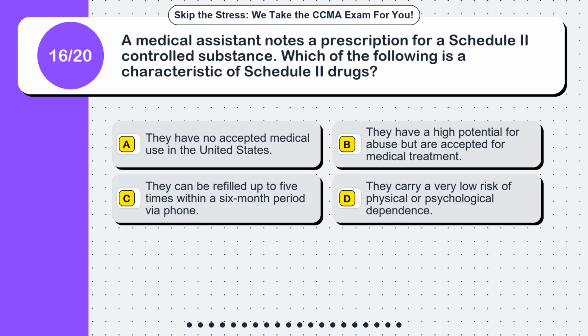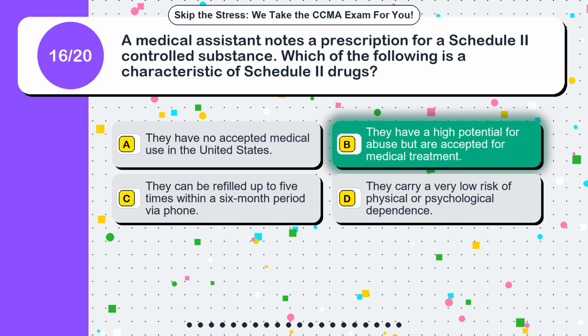Question 16. A medical assistant notes a prescription for a Schedule II controlled substance. Which of the following is a characteristic of Schedule II drugs? Option A. They have no accepted medical use in the United States. Option B. They have a high potential for abuse but are accepted for medical treatment. Option C. They can be refilled up to 5 times within a 6-month period via phone. Option D. They carry a very low risk of physical or psychological dependence. The correct answer is option B.